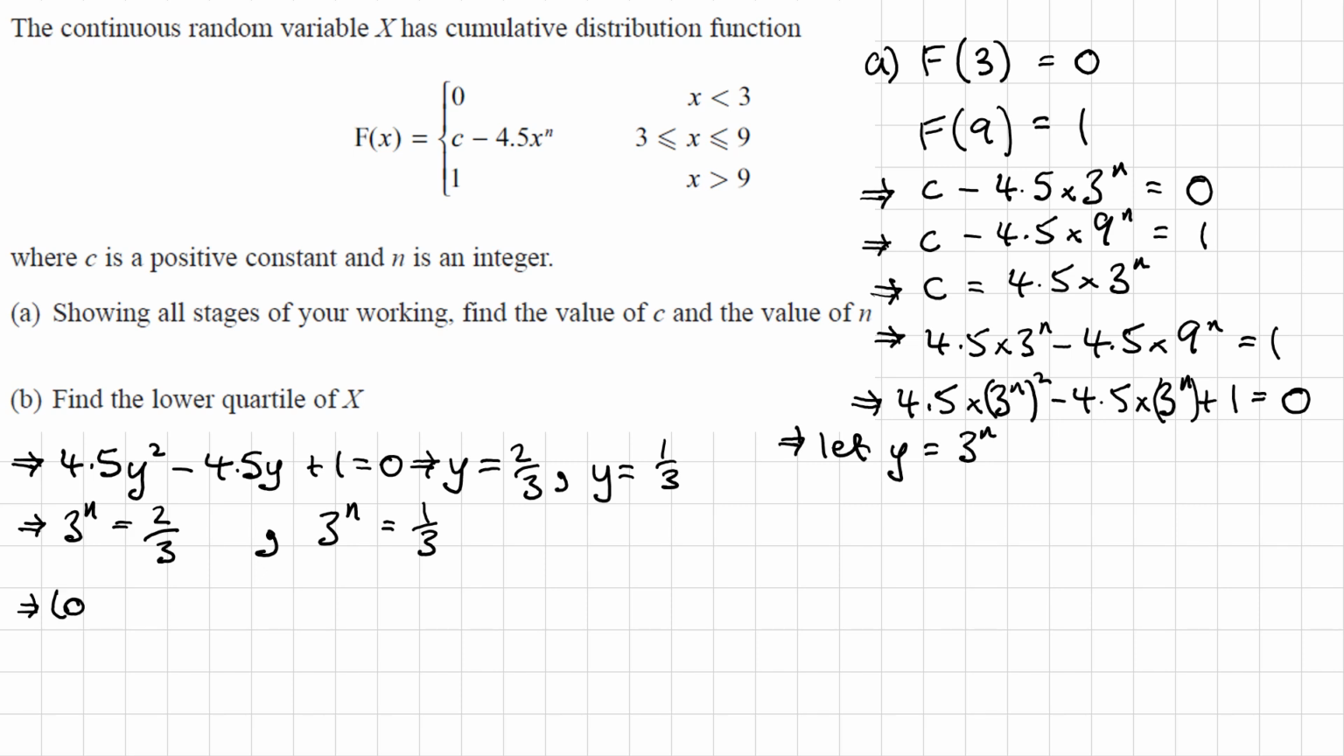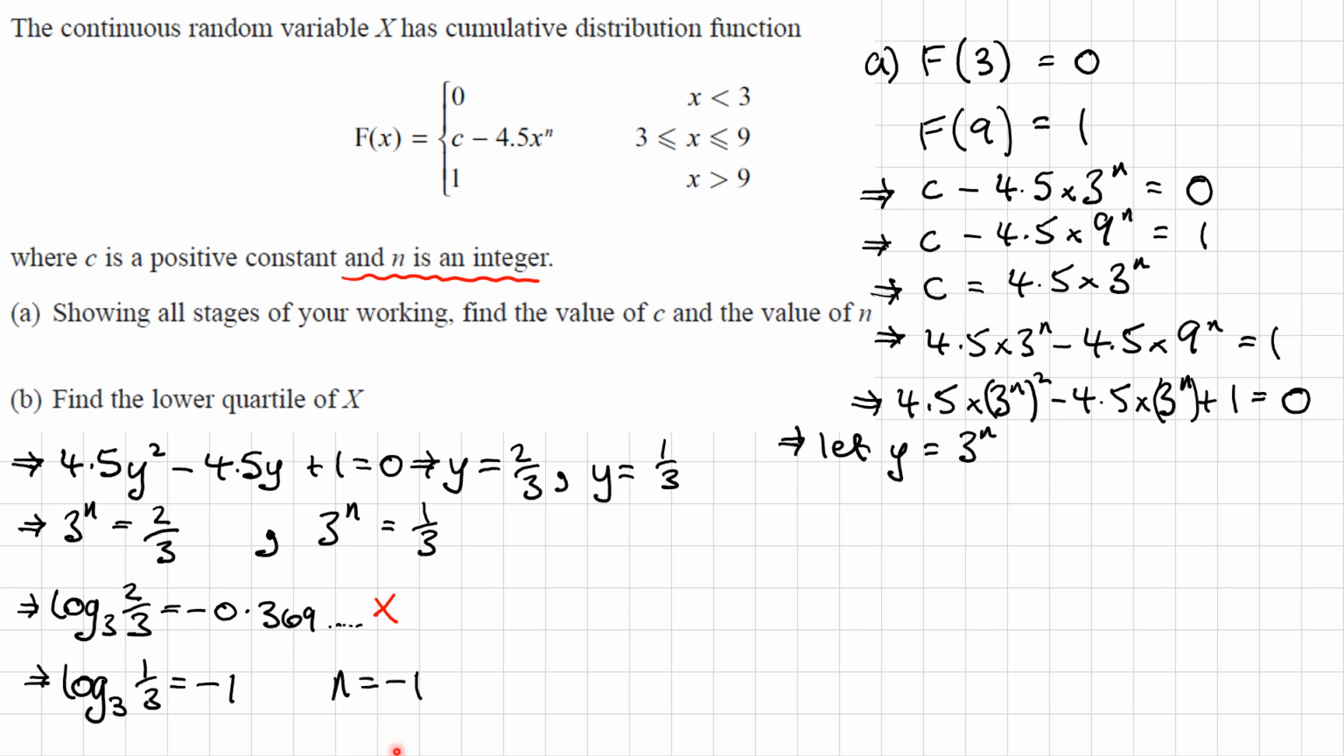So log to the base 3 of 2/3 will give me this value of n. This doesn't give us a whole number, but we get negative 0.369 and so on. And then for this one, if we do log to the base 3 of 1/3, that gives us -1. Now if we have a look back at the question, n is an integer, so we're going to reject that one, and so it can only be that n is -1.